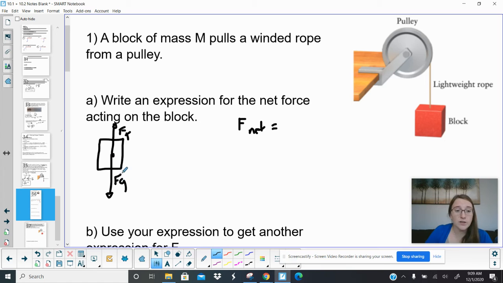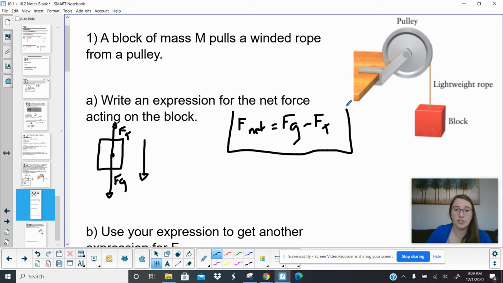Well, what this means is, if it's traveling downwards, that means the force of gravity is greater. And so we are going to call that positive. And I'm going to subtract force tension because that's pulling upwards in the opposite direction. Gravity pulls downwards. But again, we're going to call gravity positive because it's going to be greater since it is traveling downwards. Remember, if this block traveled upwards, that means the force of tension would be greater and we would switch these. So there we go. There is an expression for the net force acting on that block.